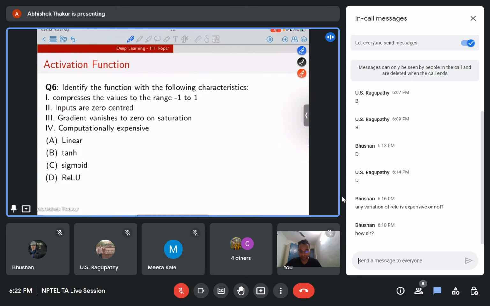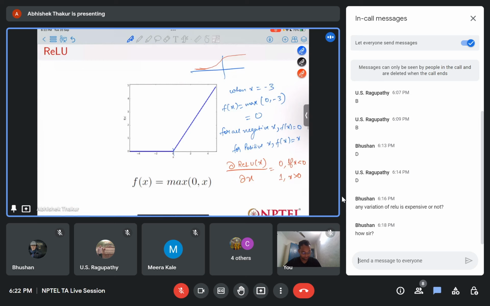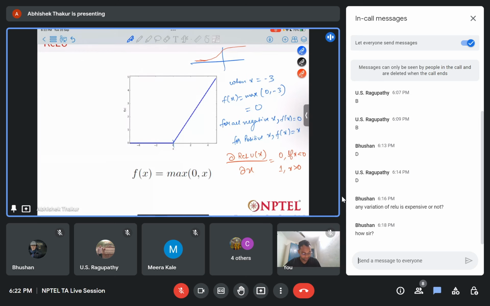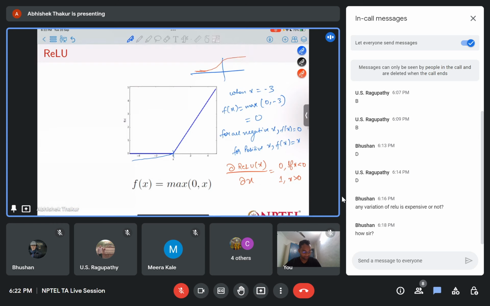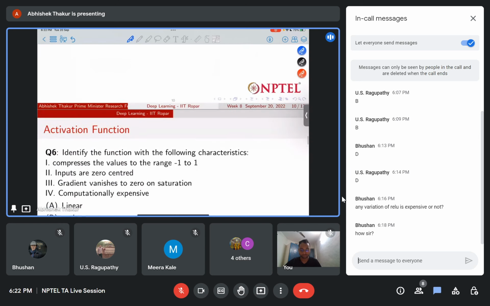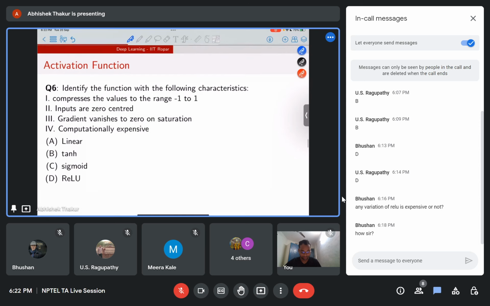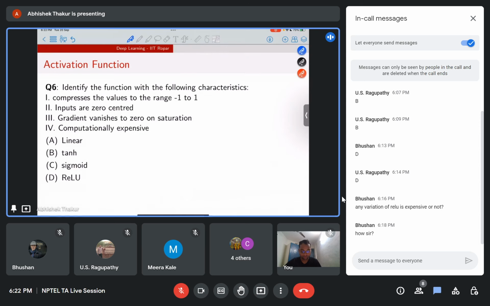Now coming to the next question. Also, one more thing: in this case, for the negative part we can use leaky ReLU so that it is not converging on the negative part. Most of the time, if it converges in the negative part, the derivative will also be zero and the parameters will not get updated, and that will lead some of the neurons to die. We will discuss one question based on leaky ReLU at the end.